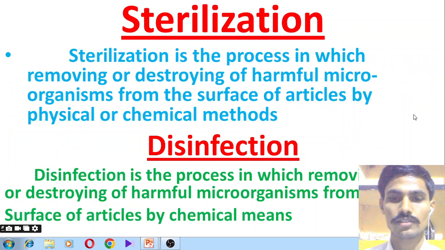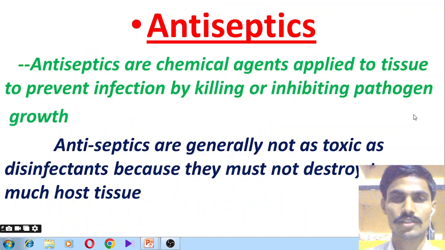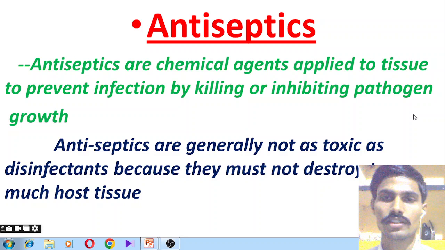Okay, next you can see antiseptics. Antiseptics are the chemical agents applied to tissue to prevent infection by killing or inhibiting pathogen growth. Some examples of antiseptics are alcohols, phenols, ethers. What is the function of antiseptics? These are the chemical agents applied to the tissue of the human body. Why do we apply antiseptics to the tissue? To prevent infection, to prevent the growth of microbes in the tissue, by killing or inhibiting the pathogens. Those are called antiseptics.